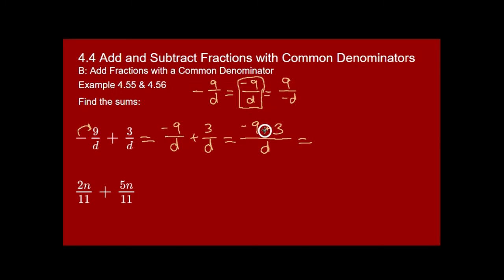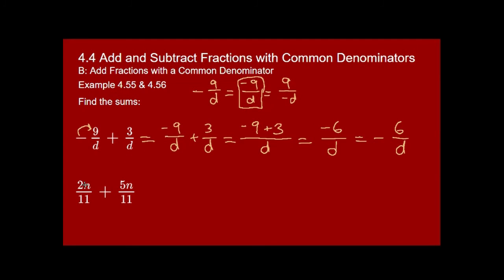Negative 9 plus 3 is equal to negative 6, and we keep the same denominator, d. Negative 6 over d. Now, like I said, there are multiple ways to write this. I don't mind if you leave it like this, and I actually prefer to leave it like that, but if you want, you can put that negative back out in front and put negative 6 over d.